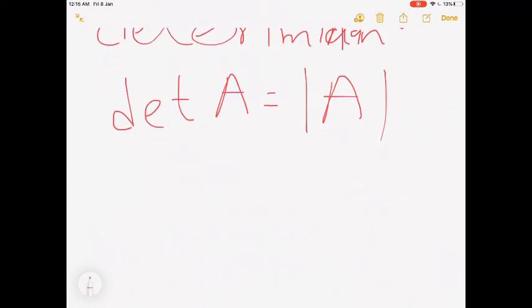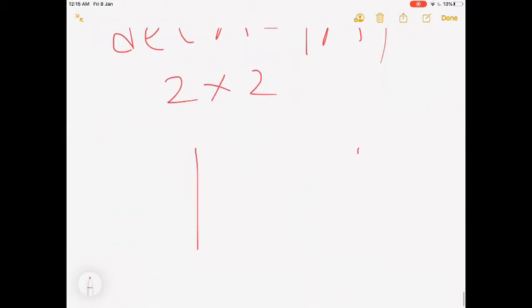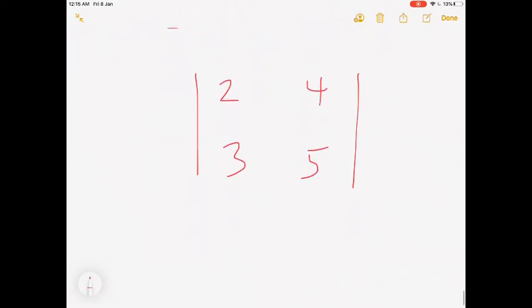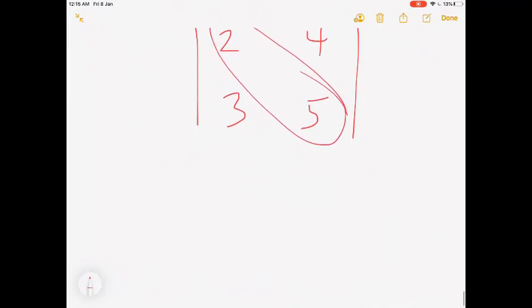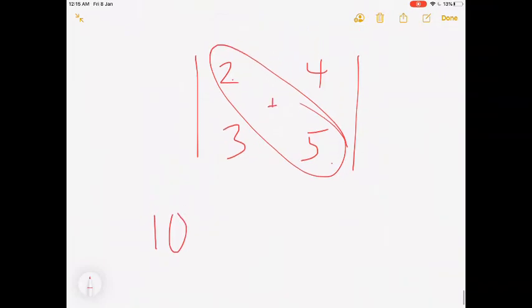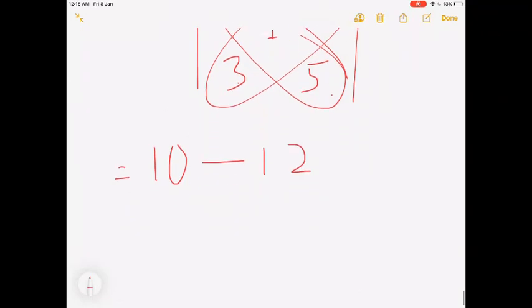To find the determinant of a 2 by 2 matrix, what you need to do is just multiply the leading diagonal as I spoke about earlier on, which is 2 times 5, 10, take away the product of the other diagonal, which is 3 times 4, 12, and the determinant of this matrix is negative 2.